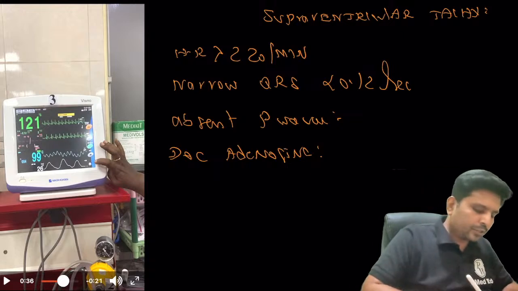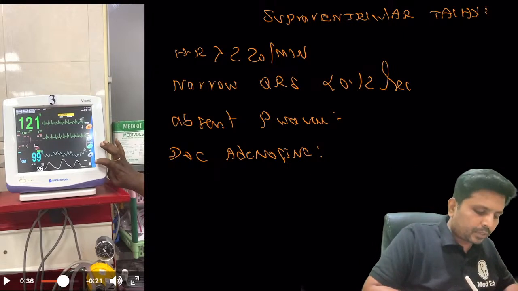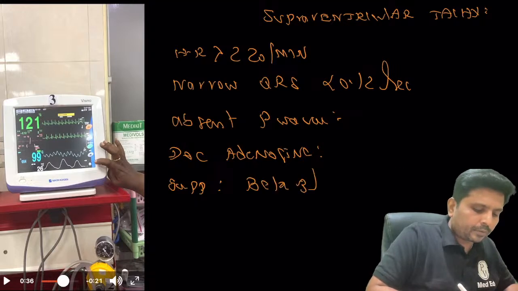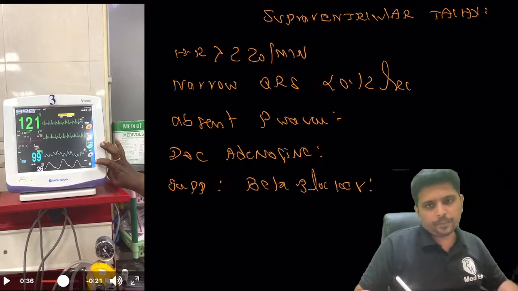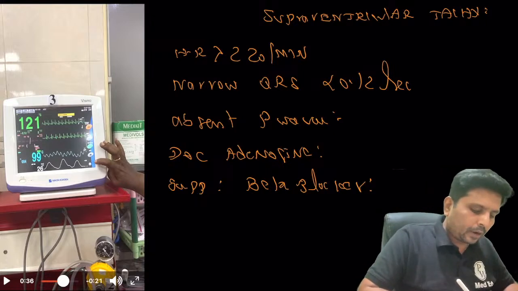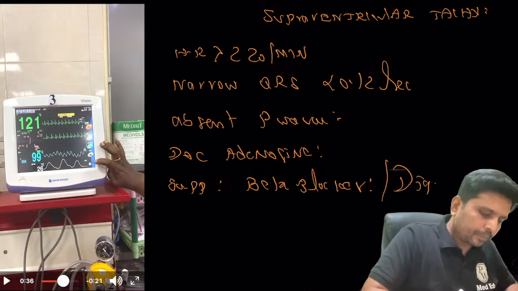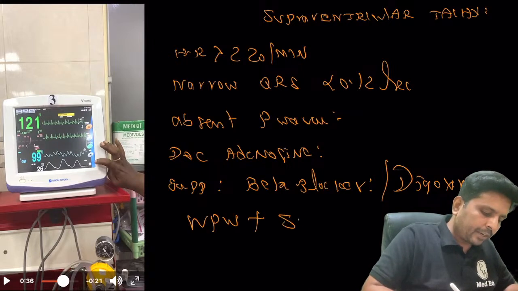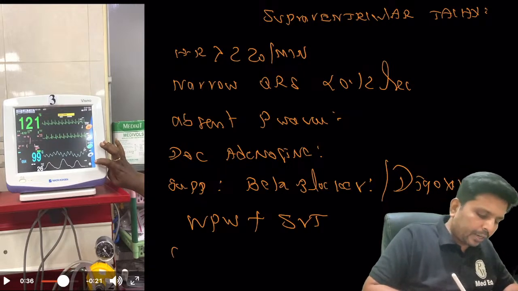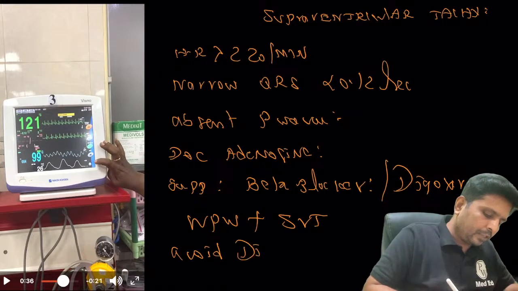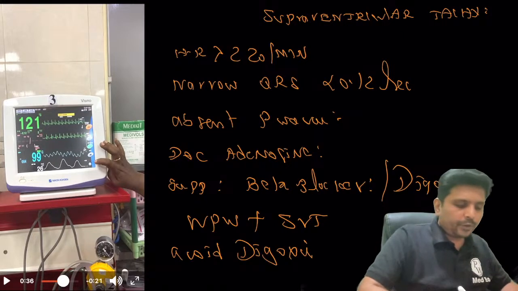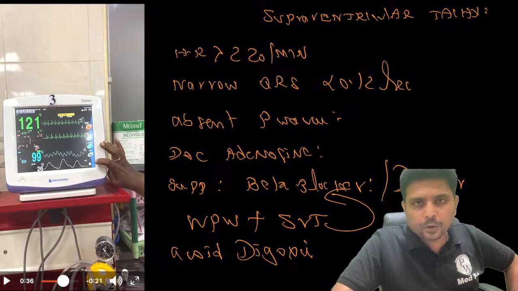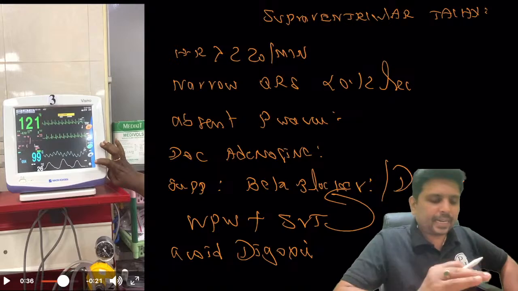Drug of choice, adenosine. Otherwise, you can give a beta blocker, that is propranolol, or digoxin. But when you have WPW syndrome plus supraventricular tachycardia, avoid digoxin. You can give beta blocker, that is propranolol. So this is supraventricular tachycardia.